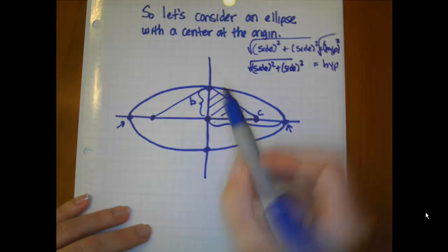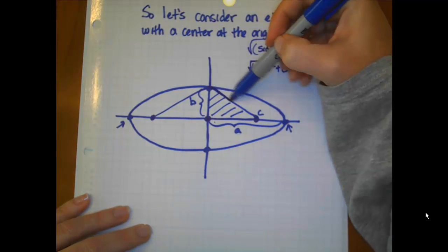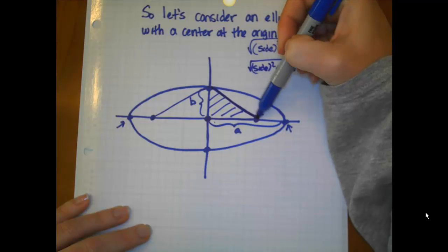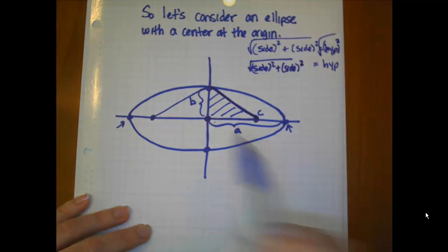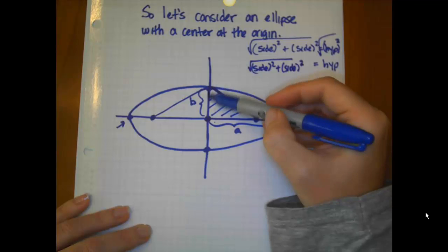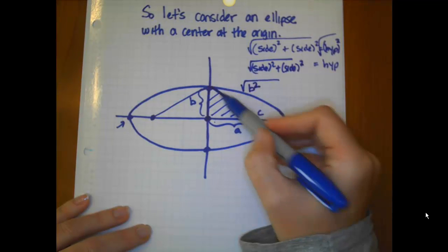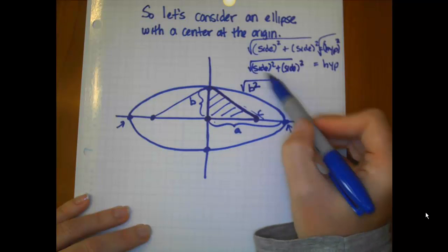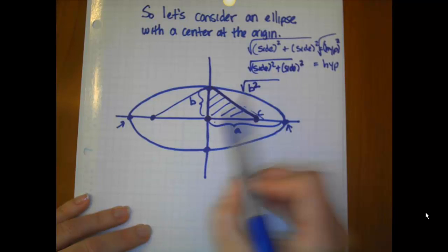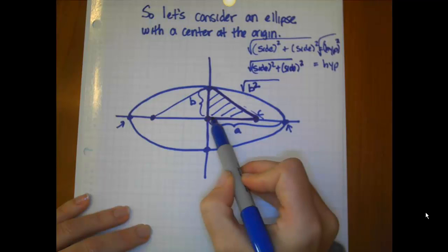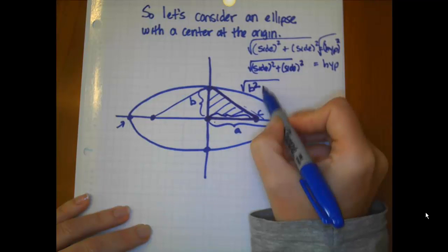Well, if I want to define this distance right here, based on the picture that I have, one of my sides is a distance of B. So this hypotenuse right here is going to equal the square root of, one of my sides, B, and my other side, remember this distance from here to here is C.